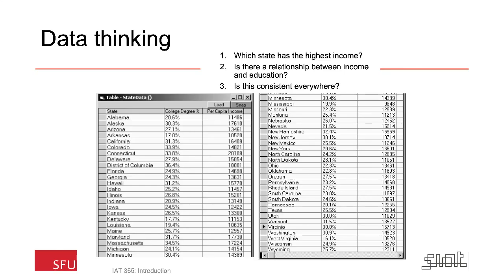Okay, so now I have some questions for you. I'm going to leave this up for a while, and at the end of this video, which is coming up very soon, I have 3 questions about this table. Number 1, which state has the highest income? Number 2, is there a relationship between income and education that you can see from the data? And number 3, is this consistent everywhere?